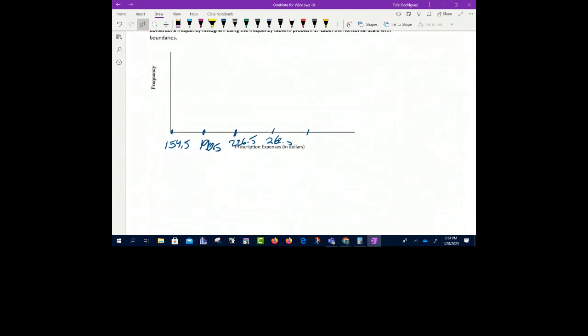Okay, so are we doing okay so far? After 262.5, what was the next one? 298.5. What about the one after that? 334.5. Okay, I'm going to make my bar a little bit longer because I'm running out of room. What about the one after that? Very good. And then one more, maybe? 406.5. Okay, y'all, what we're going to do now is make bars.